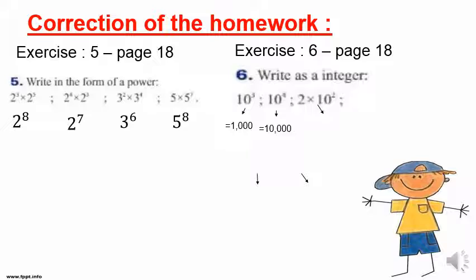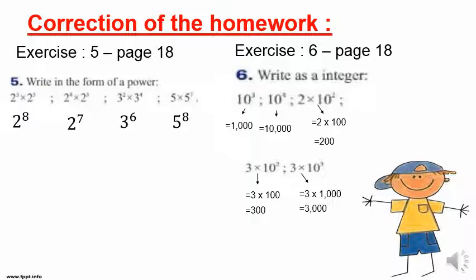The third one, 2 times 10 squared, you can make it in 2 steps. 2 times, what's the meaning of 10 squared? It's 100, so it's 2 times 100, which will be 200. Okay, 3 times 10 squared, similarly, 3 times 100, which will be equal to 300. The last one, 3 times 10 cubed, it means 3 times 1000, which will be 3000.